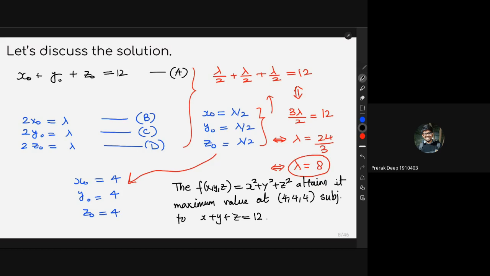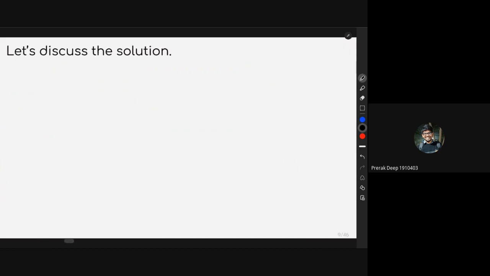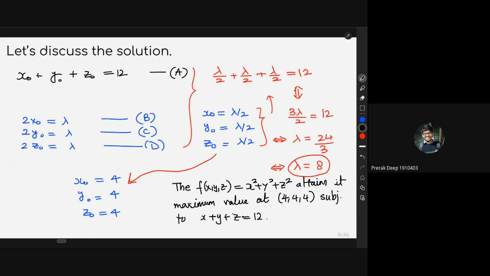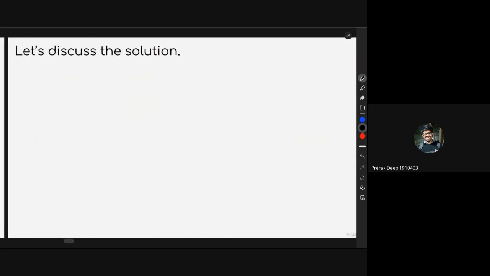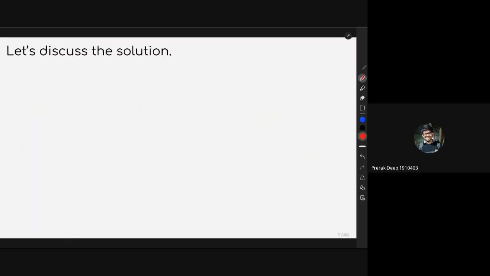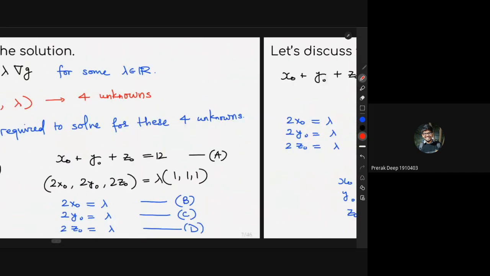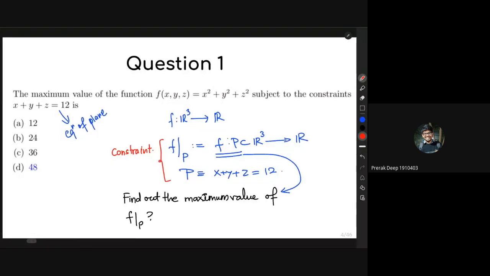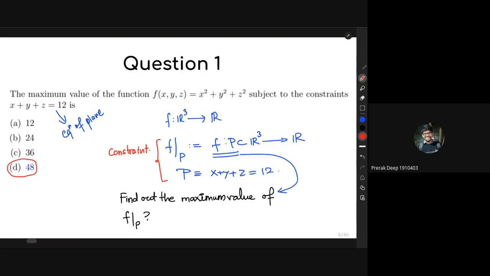Okay, now in the question it is asked to find out the maximum value. So what is the maximum value? Maximum value is attained at 4 comma 4 comma 4. So what is this? This is 4 square plus 4 square plus 4 square, which is 16 plus 16 plus 16, which is 48. So this is our answer. Okay, so let us go back to the original question. So the original question, option D is correct.